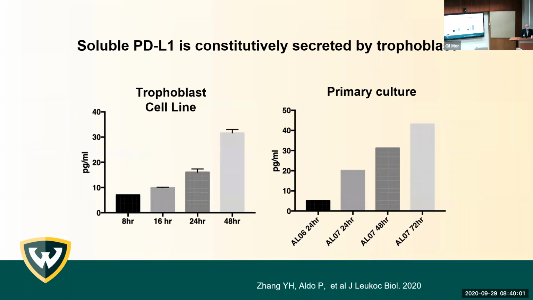Again, soluble PD-L1 is constitutively secreted. This is the trophoblast cell line. This is the primary culture. You can see that it is increased over time.